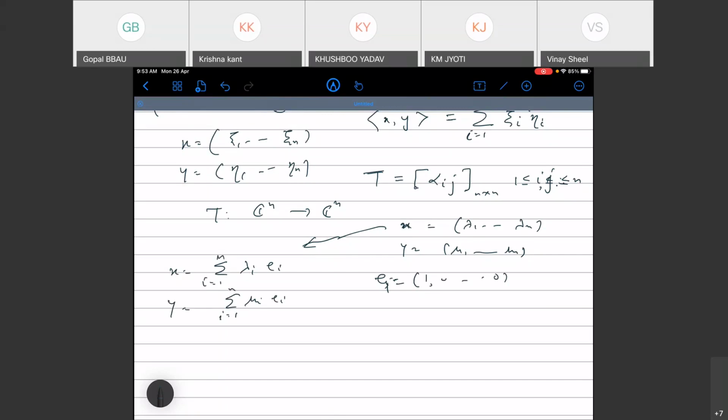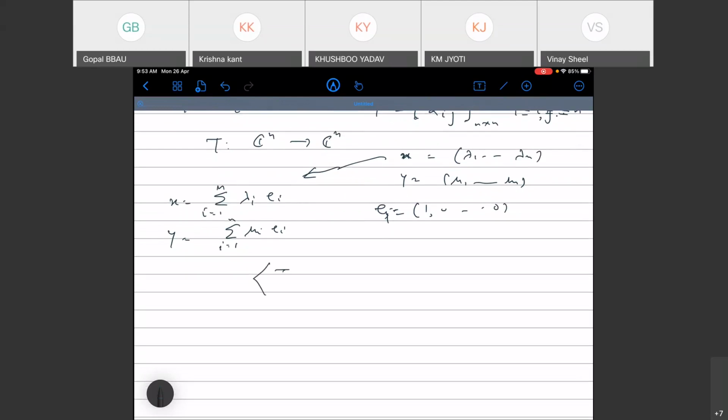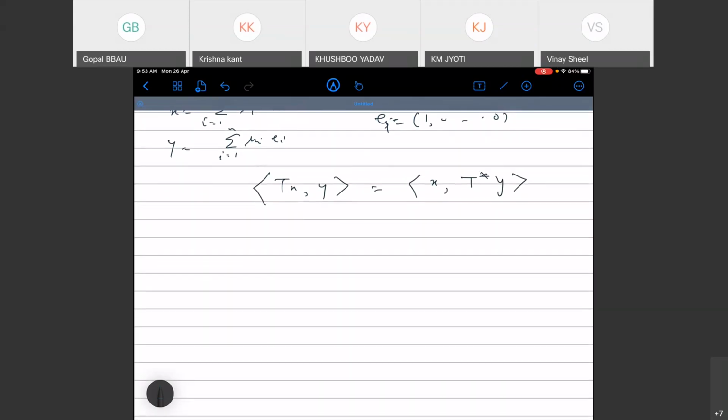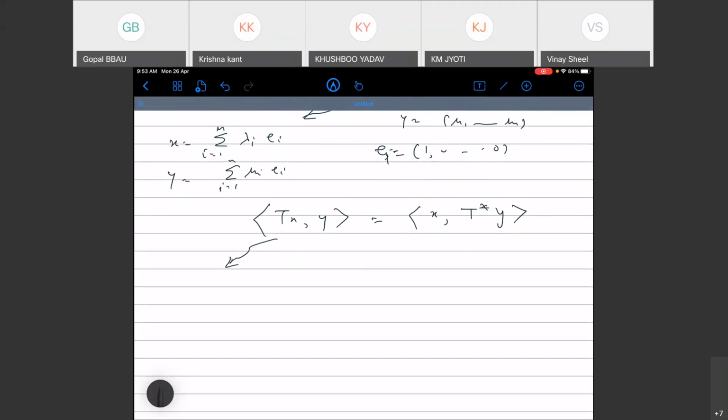Okay. So what is the relation between T and T star? Txy is same as x T star y. So let's calculate this. What is Tx? Tx is summation lambda i ei, but T is linear, so this is summation lambda i T ei.